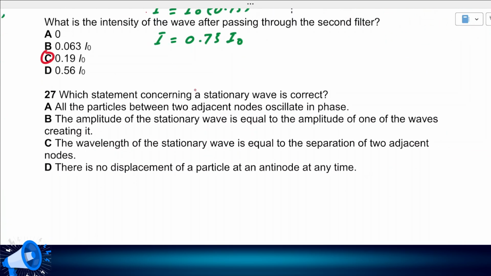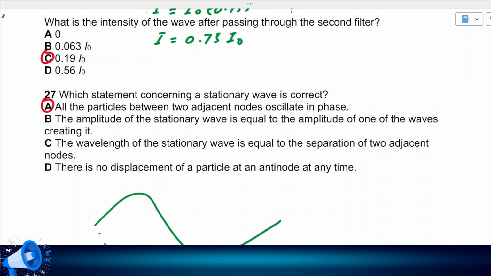Okay, let's move on to the next one. Which statement concerning the stationary waves is correct? All the particles between the two adjacent nodes oscillate in phase. Okay, yes, the very first one. Oscillating in phase means they have zero phase difference.